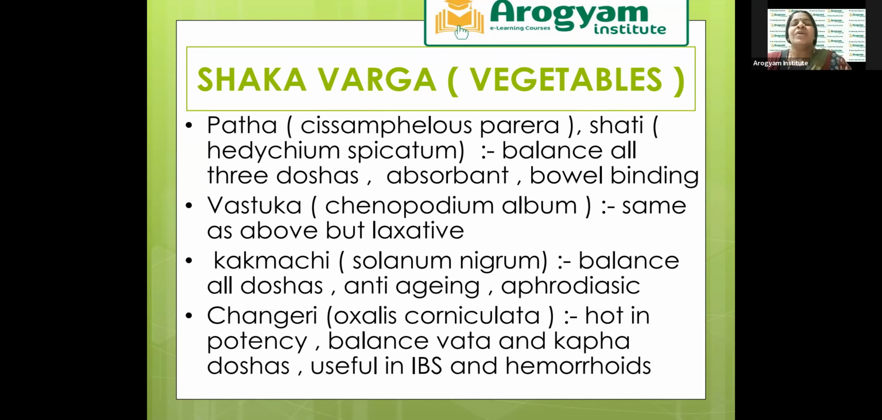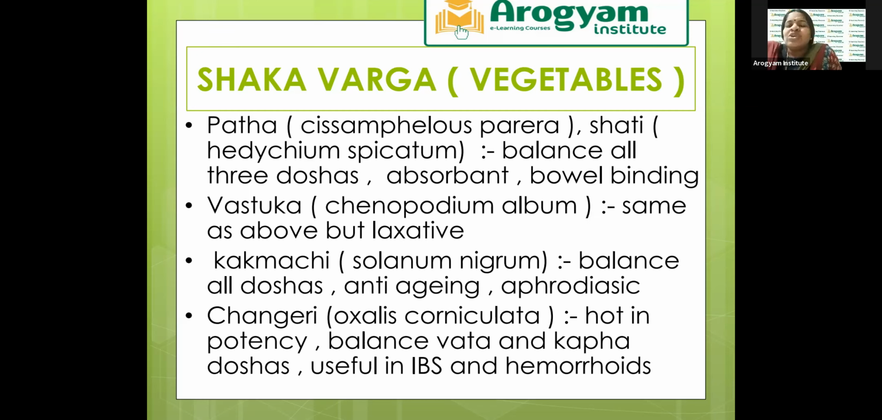Okay, next is Shakha Varga, that is group of vegetables. Let me just run through some of the slides. Patha is Cissampelos pareira. Shati is Hedychium spicatum. Patha is a climber, which is used mostly in PCOD, obesity जैसे conditions. Shati means kachor. We also use this as masala item or as one for side dish. So these help in balancing all the three doshas.